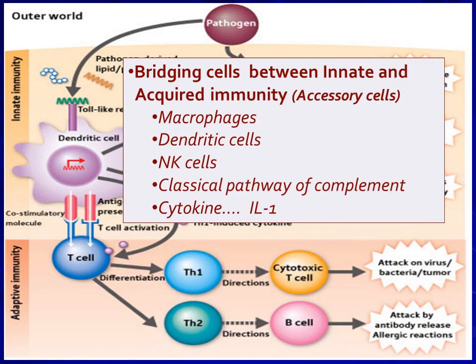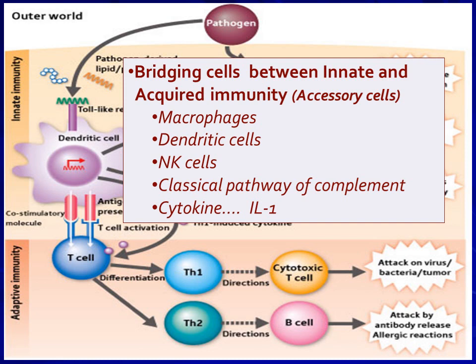And the bridging cells between the innate and acquired immunity, also called accessory cells, are macrophages, dendritic cells, NK cells, the complement pathway, and cytokines, especially interleukin 1.